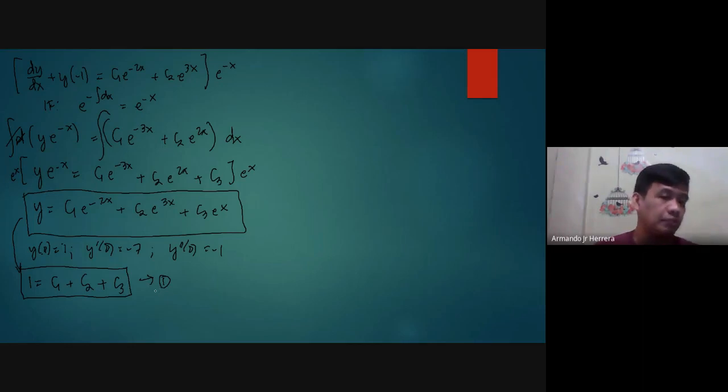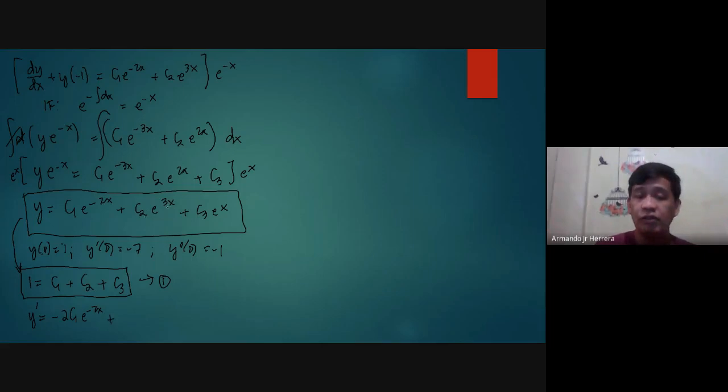So equation 1. y prime of 0 is negative 7, so y prime is required. Take the first derivative. What's y prime? So that's negative 2c1 e to the minus 2x, because the derivative of this is c1 e to the negative 2x times the derivative of negative 2x, which is negative 2. That's why it's negative 2c1 e to the minus 2x.